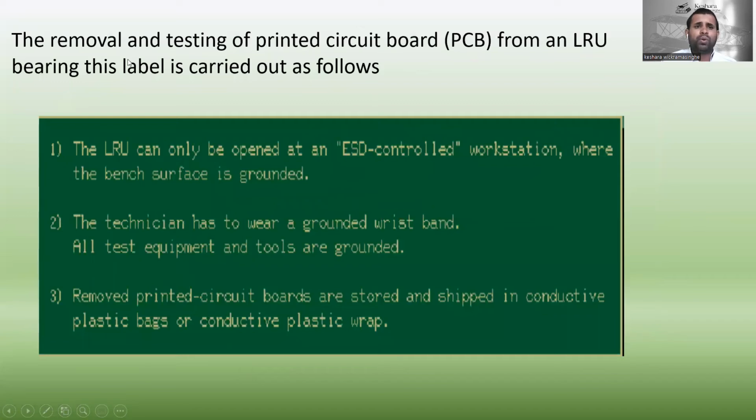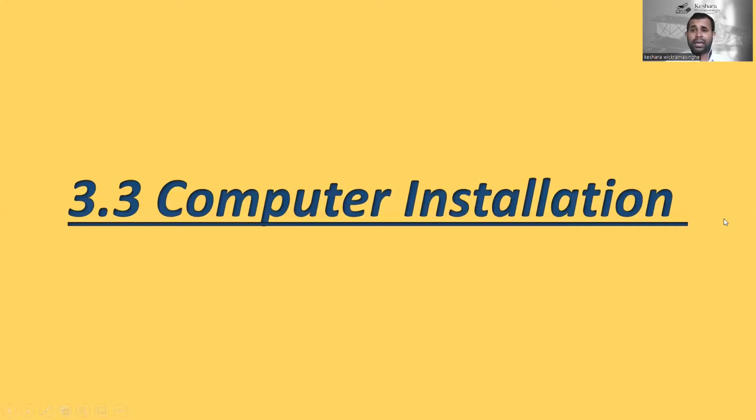right? Okay, so the removal and testing of the printed circuit board from a line replacement unit bearing this label is carried out as follows, right? So the line replacement unit can only be opened at ESD controlled workstations where the bench surface is grounded. So the bench must be grounded when we do something on the printed circuit board, and the technicians have to wear a ground wristband. All test equipment and tools are grounded, and removed printed circuit boards are stored and shipped in conductive plastic bags or conductive plastic wraps. All right, so this is the end of electrostatic discharge.